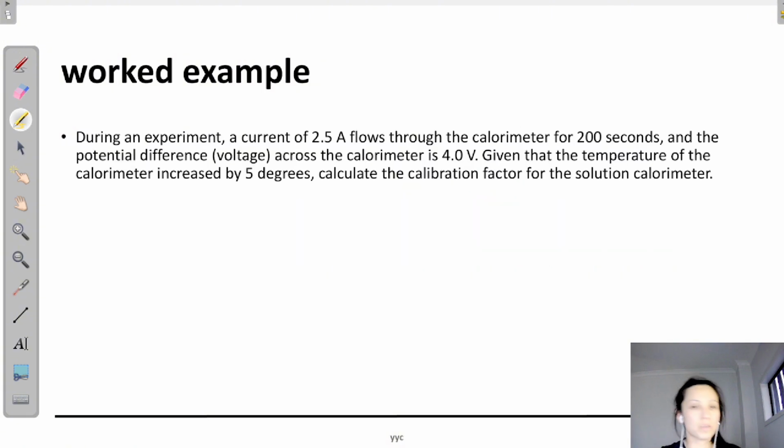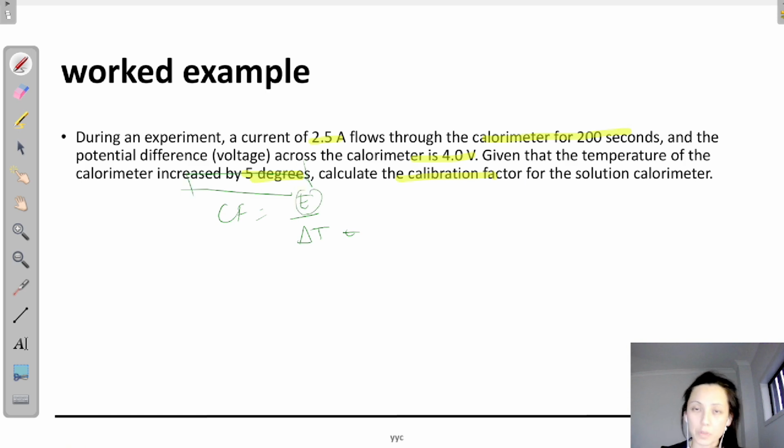Right, let's do an example. Say you're going to do an experiment, and you want to calibrate it first. You have this much current, 200 seconds, and the voltage that you're applying to that calibration is 4 volts. Now, given that the temperature is increased by 5 degrees, what we have to do is calculate the calibration factor. All we need to do is this. As we said, energy over delta T. Now, delta T we've got because we've been told that it increases by 5 degrees. But the energy we have to calculate.